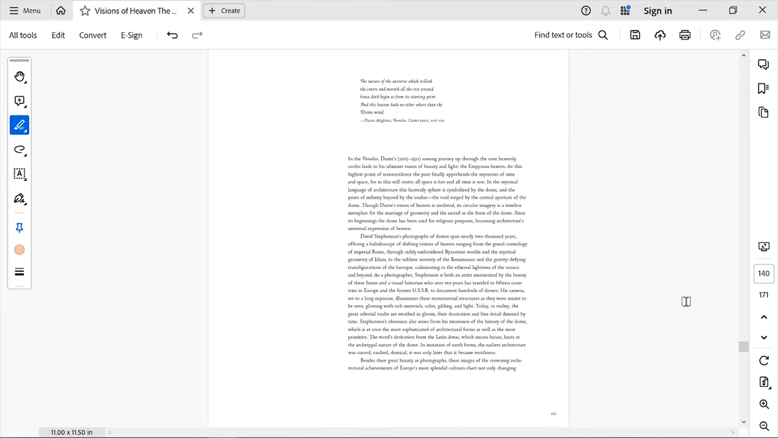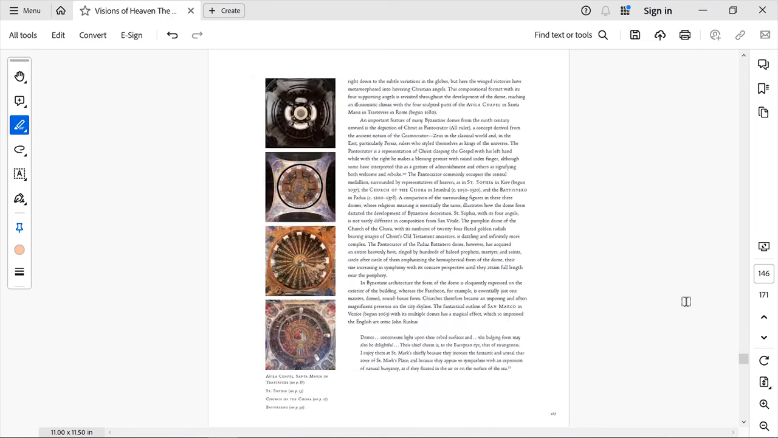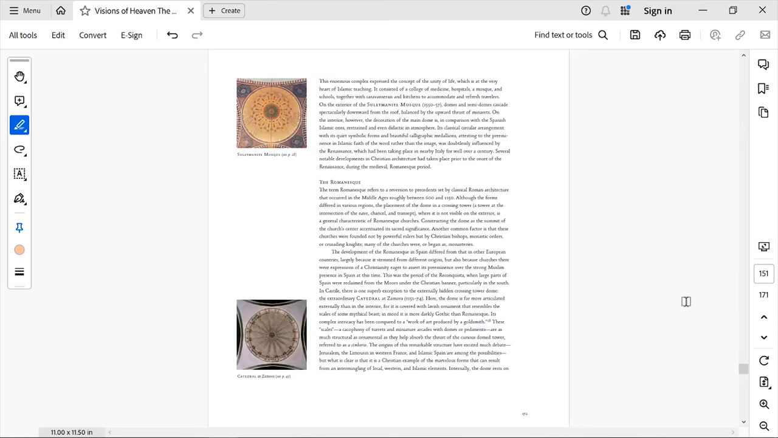I'm checking. This is probably another essay. And they quoted Dante. The nature of the universe, which stilleth the center and moveth all the rest around, hence doth begin us from its starting point, and the seven hath no other word than the divine mind. Okay, and that's pretty much it.